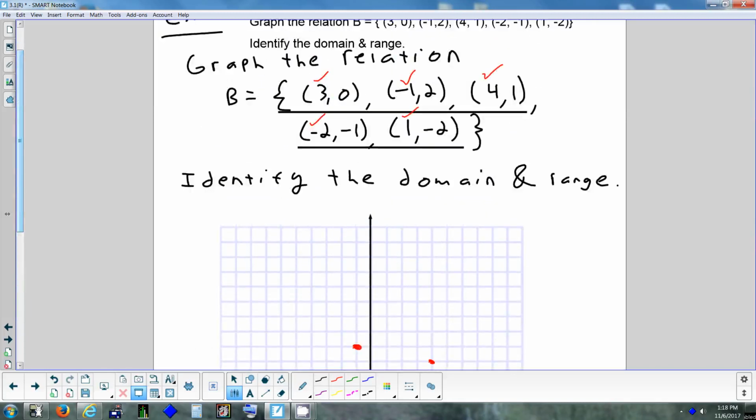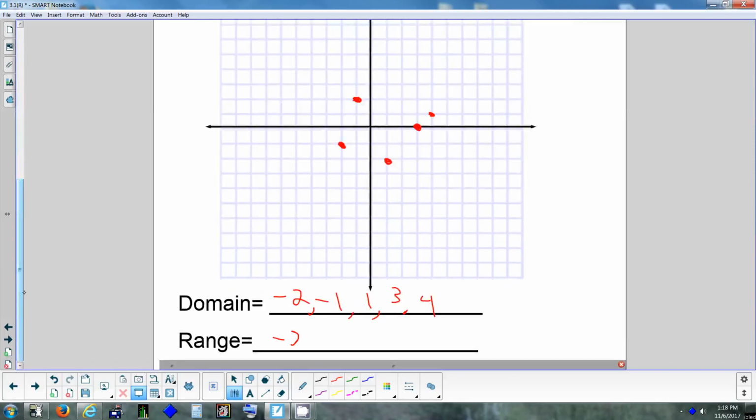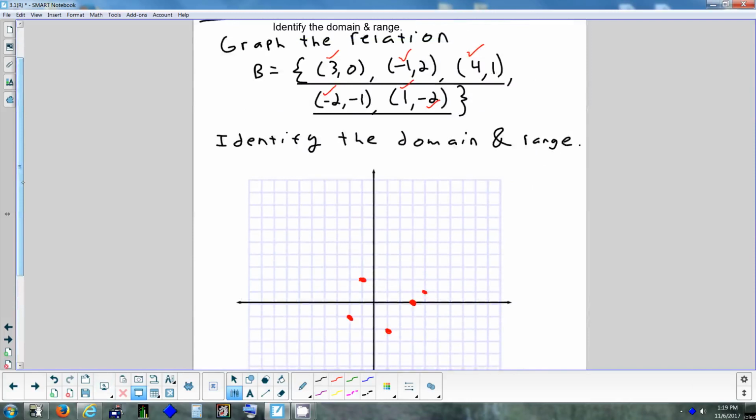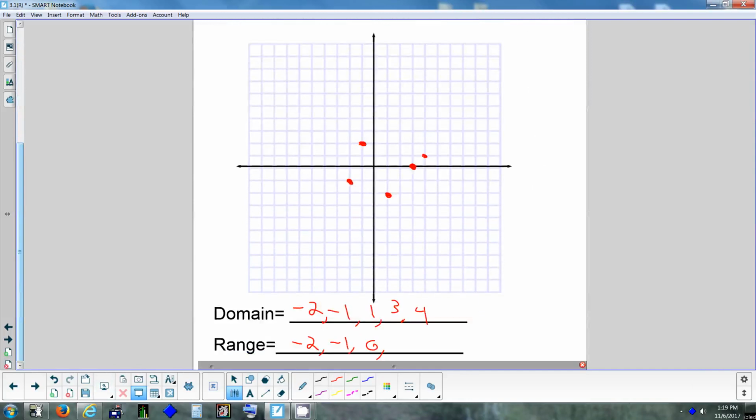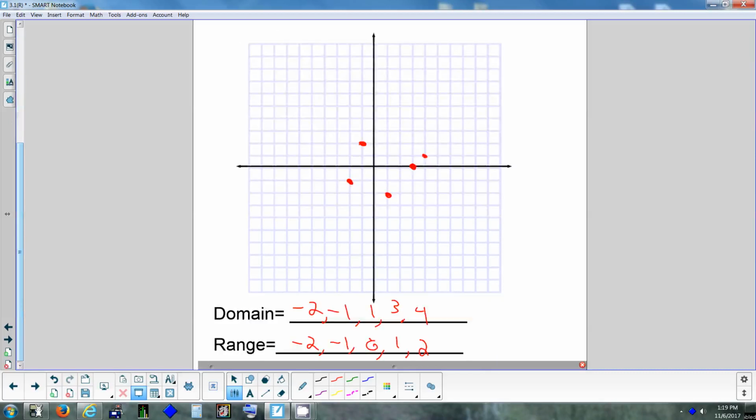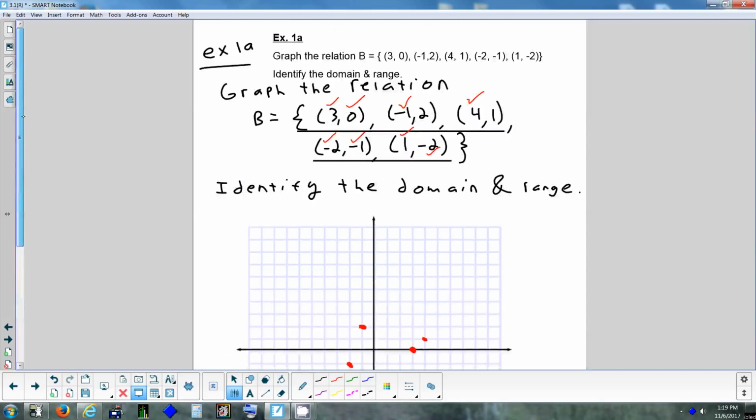Range. All right, what's the smallest value in the range? Negative 2. Next smallest? Negative 1. Zero. Then we got 1. We have 2. So, are the domain and range the same then? No. So, the domain and range can be different. Depends on what the coordinates are. They don't have to have the same numbers. Some of them might be the same, but then some of them might be different. Any question on identifying domain and range?